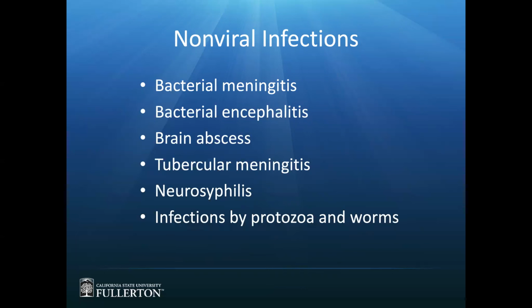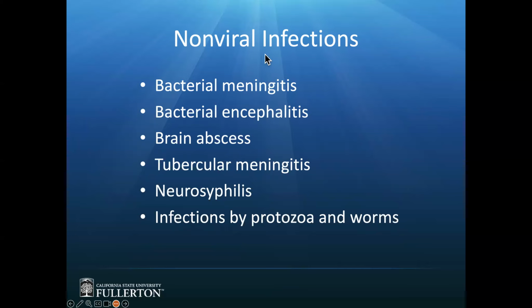Now, I do have a couple more slides. Non-viral infections are these: bacterial meningitis, bacterial encephalitis, brain abscesses, tubercular meningitis, neural syphilis, and infection by protozoa and worms. That's the one I wanted to surprise you with. Will you ever see these patients in an acute care hospital? Yes, but low frequency. Again, I'd refer to the book, Current Medical Diagnosis and Treatment, when you get one, so that you have an idea about the prognosis and the way that the team is going to go about managing it.